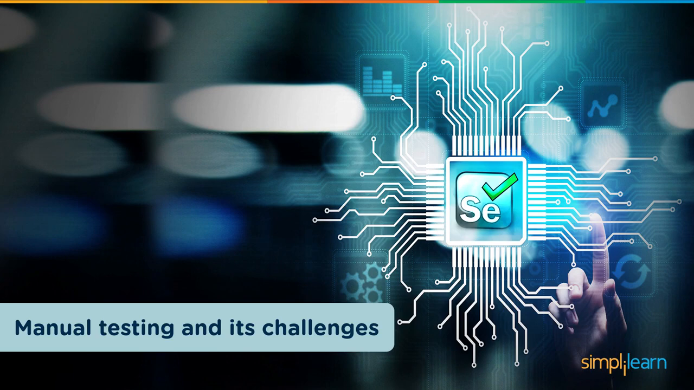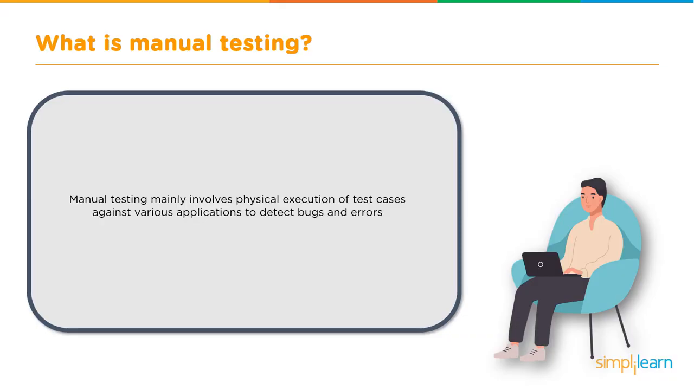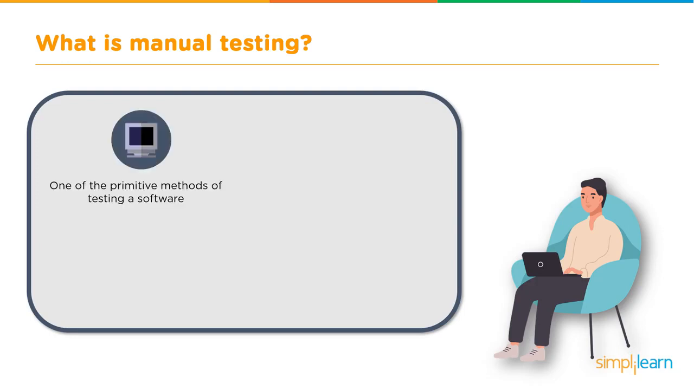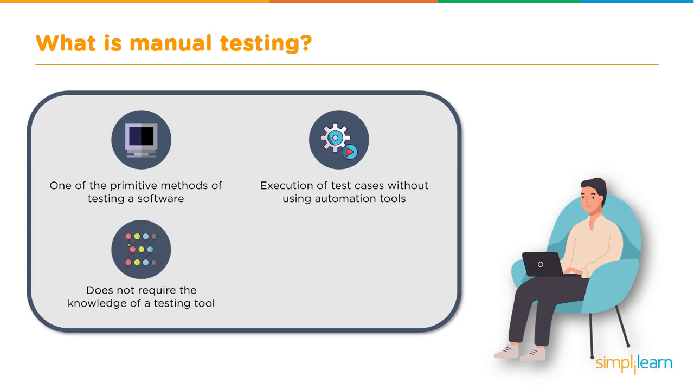Manual testing and its challenges. What is manual testing? Manual testing mainly involves physical execution of test cases against various applications, and to do what? To detect bugs and errors. As a definition, it is one of the primitive methods of testing software: execution of test cases without using any automation tools. It does not require knowledge of any automation tools and can practically test any application. This is as simple as a definition can be.